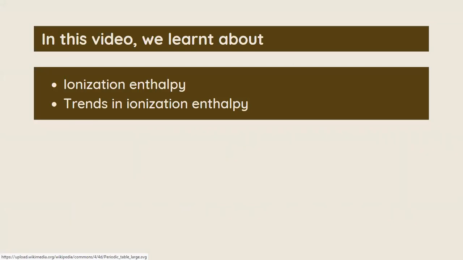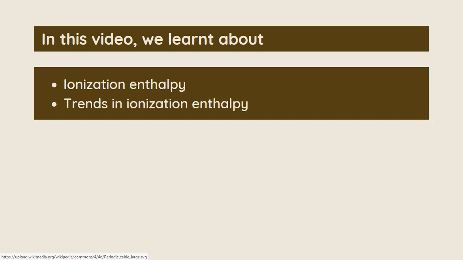We learned about ionization enthalpy. It is the tendency to remove the electrons from the outermost shell. We learned about the first ionization enthalpy and the second, and generally the second ionization enthalpy is way higher than the first. There are various factors which affect ionization enthalpy: the size, nuclear charge, the screening effect, as well as the electronic configuration. And these in turn will lead to various changes in the ionization enthalpy.